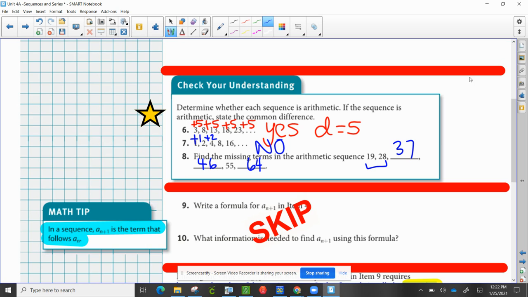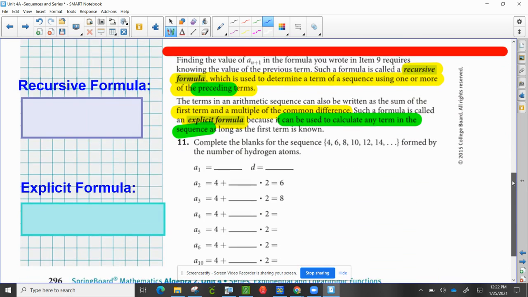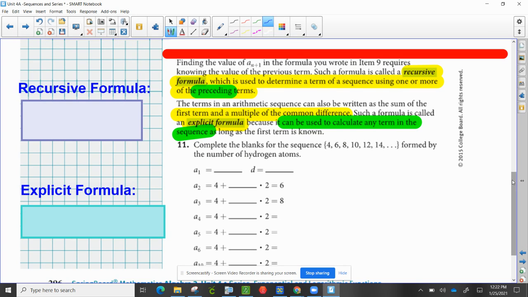All right, let's jump to the next part. We're going to skip to where we talk about different formulas. Finding the value a of n plus 1 in the formula you wrote. We didn't do number 9, but we can do this using something called the recursive formula. The recursive formula is used to determine a term of a sequence when you know one of the preceding terms. What that means is you know the term that comes before it.